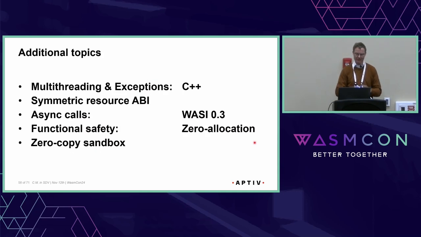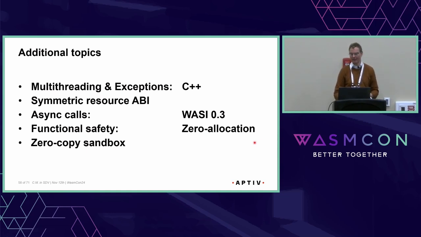So these are the things which would clearly be beyond the 35 minutes possible for this talk. If you want to really use C++, you need multi-threading and exceptions. When I deployed this for the first time around 1 year ago, it was really a bad experience and I had to add a lot of things there. We also designed a symmetric resource ABI, as you can guess from the example I just showed, which already uses resources a lot at the time, especially for the futures and streams.